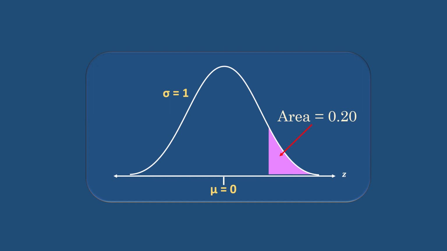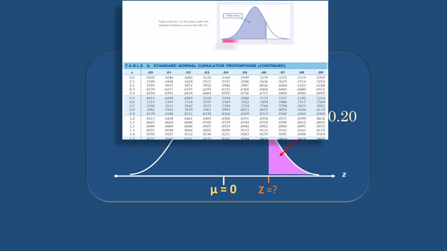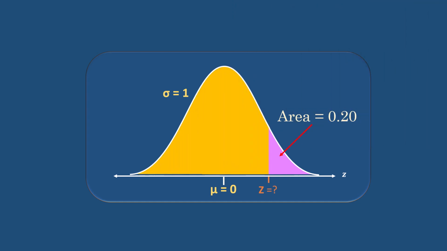Now, let me go to the next example. Here, we have the area from the right corner and need to find this z. Again, can we use the z table directly for this case? No, we cannot. Why? Because the z table gives the area from the left corner, but in our case, the area is from the right corner. Therefore, we need to find the area from the left corner. It is 0.80. How do we calculate this? We know the entire area is 1 and the right area is 0.2. Therefore, 1 minus 0.2 is 0.8.